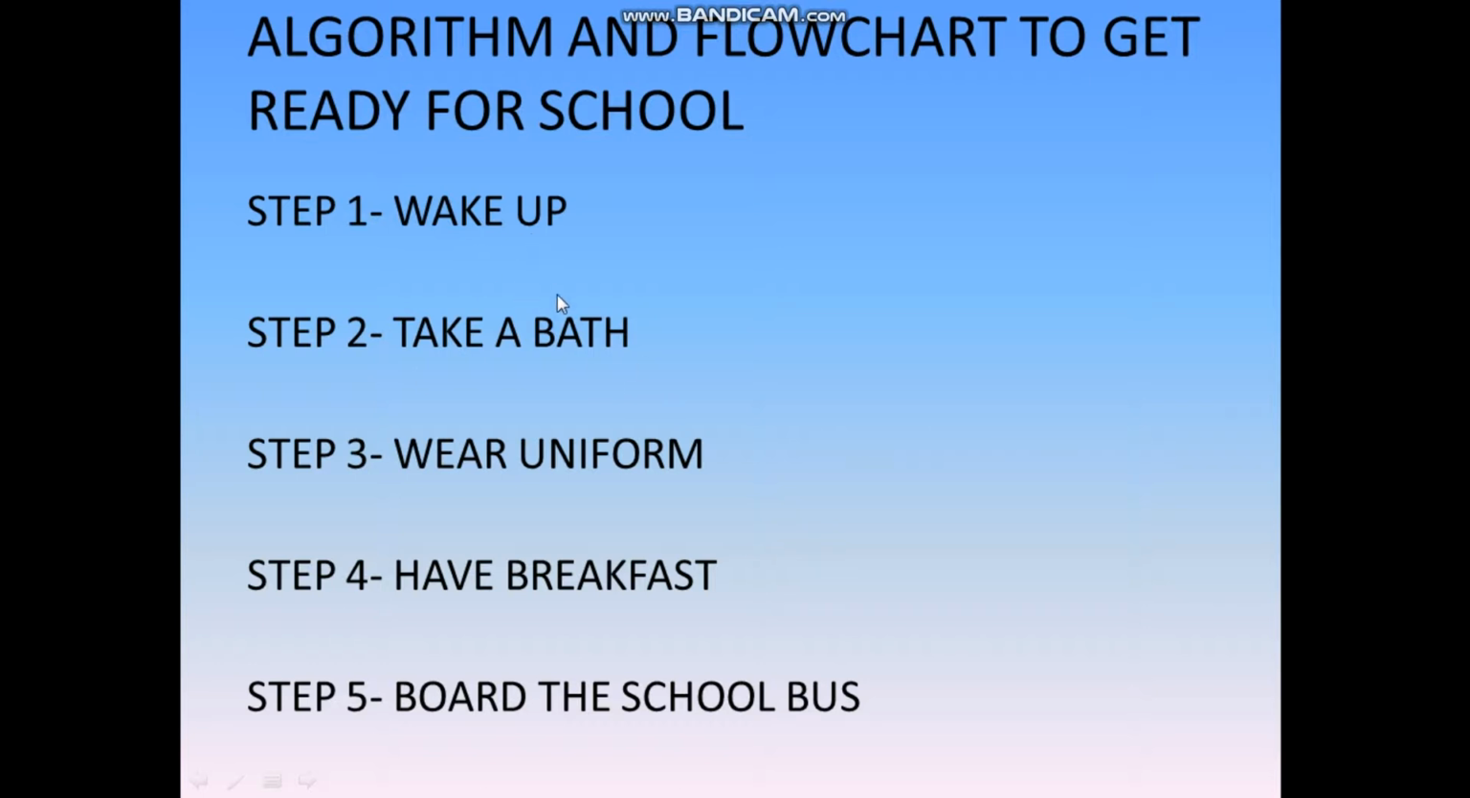Step 1, wake up, take a bath. Step 2, wear uniform. Step number 3, have breakfast. Step number 4, board the school bus. Step number 5. तो ये क्या है? This is the algorithm. Now the same thing we will see how we can do in the flow chart.